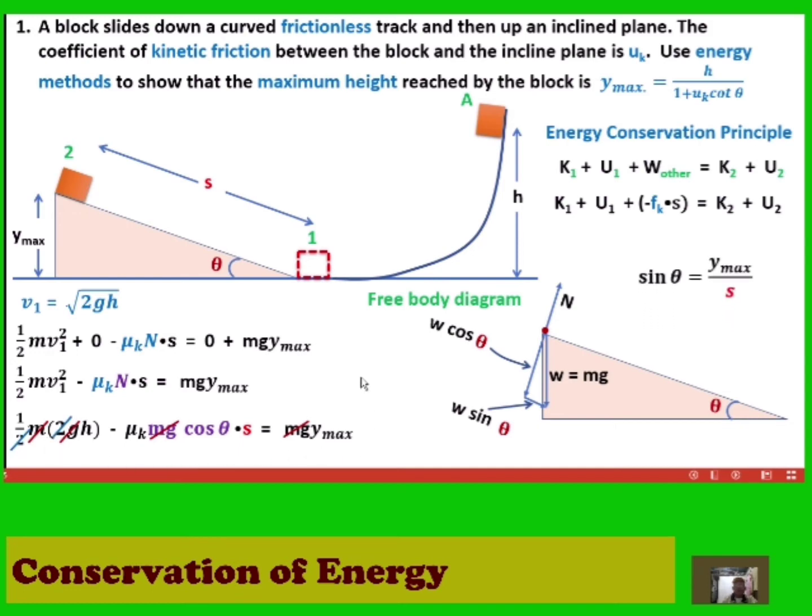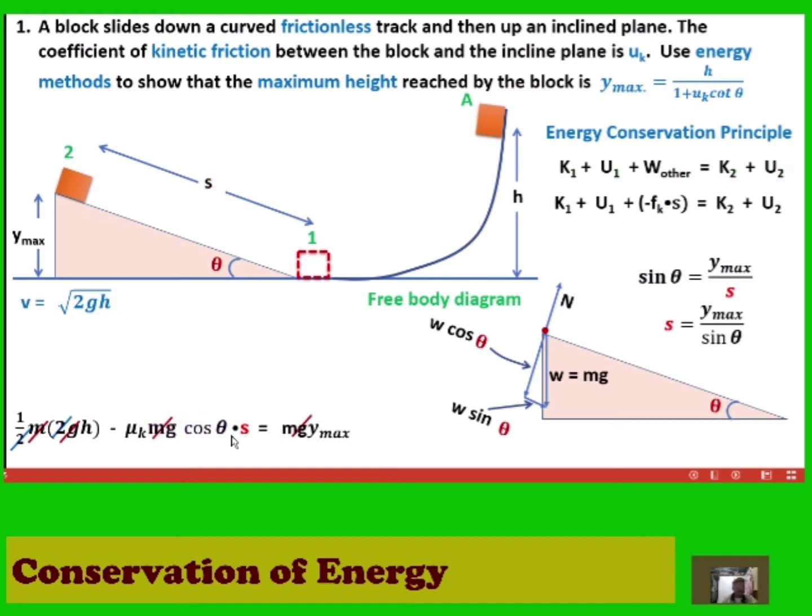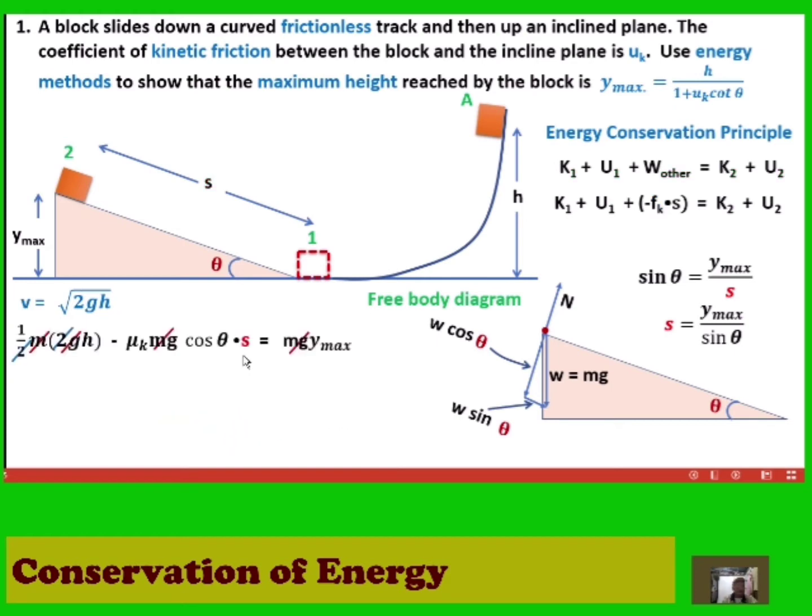Simplify the equation. Then from this triangle, the sine of angle theta is equal to the opposite over the hypotenuse. So sine theta is equal to y max over s. Solving for s in this equation and substitute the value of s in this equation. So simplify. We know that cosine theta over sine theta is equal to cotangent theta.